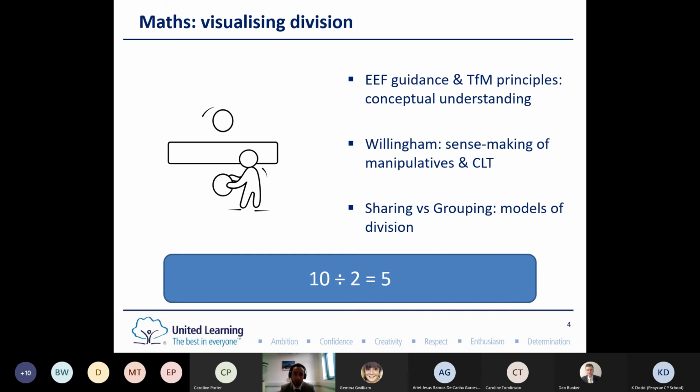I'm primary based, but I'm a teacher for mastery specialist. When I went out to Shanghai, it was for the mathematics teacher exchange program. And one of the things that we often don't get quite right, I believe, is the conceptual understanding of what division means, particularly when it comes to two different models of division. The EEF guidance, Education Endowment Foundation, and the Teaching for Mastery principles espoused by the Maths Hubs and the NCETM all point towards the value of using manipulatives in order to secure conceptual understanding.